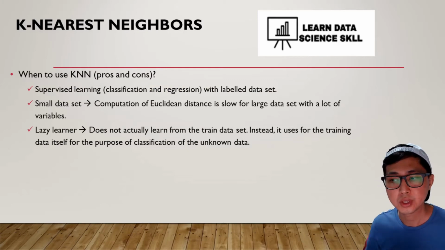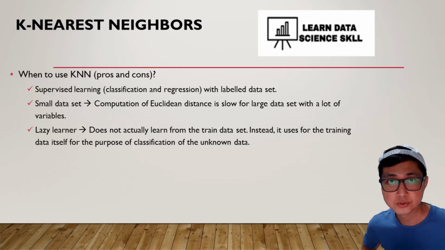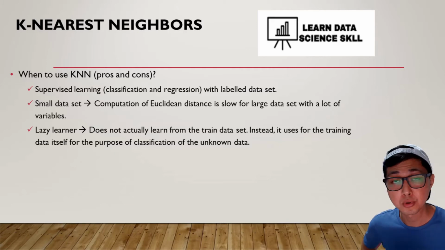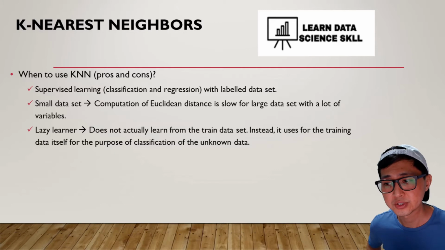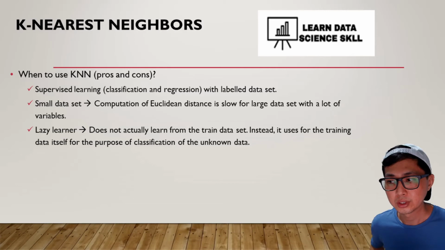So when to use k-nearest neighbor, given that we have so many algorithms, and what are the pros and cons of k-nearest neighbor? K-nearest neighbor is a supervised machine learning technique that you need to feed with a labeled dataset. So if your dataset isn't labeled with the response variable, then probably you don't want to use k-nearest neighbor. Instead, you want to use other unsupervised learning techniques such as clustering.